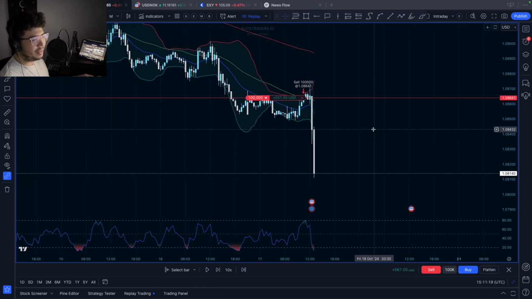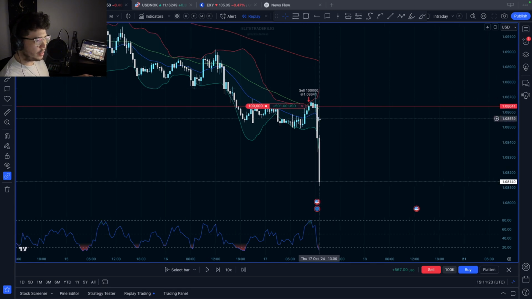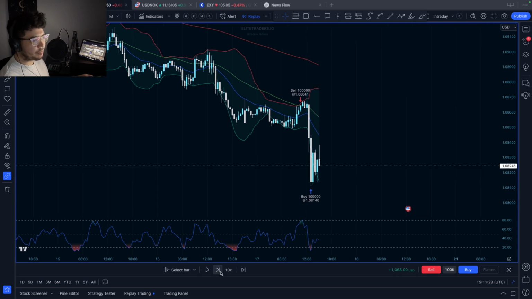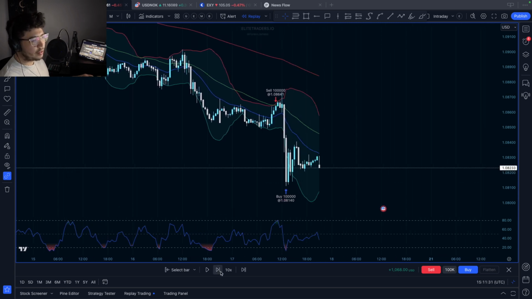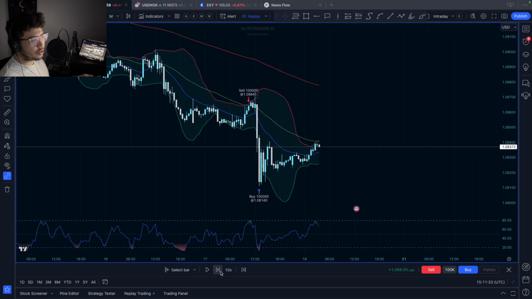And there we go. Obviously, I assume this was a news move back in the day. But either way, the rules were met. So we close out for a nice profit. We're up $1,000. So I'm just going to wait for a possible correction of this move and see if we can get into another sell.